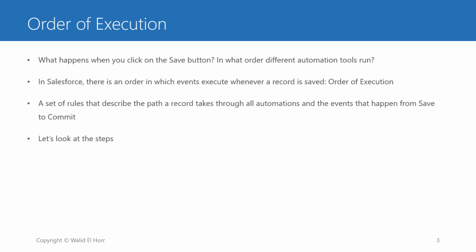Well, in Salesforce, there is an order in which events execute whenever a record is saved. This is called the order of execution. In other words, the order of execution is a set of rules that describe the path a record takes through all automations and the events that happen from save, when you hit the save button, to the commit. Let's take a look at the different order of execution steps and events.